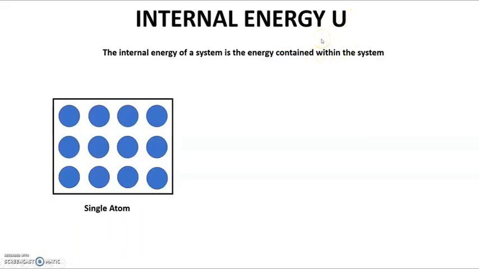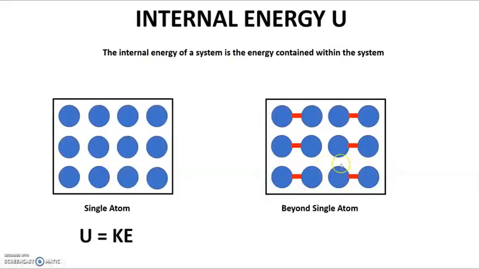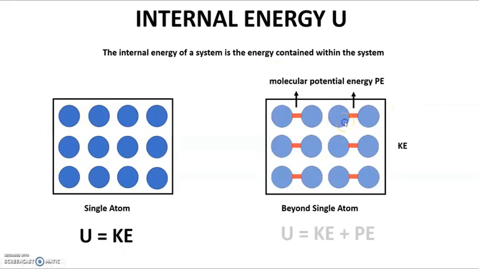The internal energy of a system is the energy contained within the system. For a single atom, the internal energy is derived from the motion alone. So in this case, the internal energy is purely kinetic. Beyond a single atom, however, other than the kinetic energy due to the molecular motion, there is also molecular potential energy due to the intramolecular bonding. So the internal energy for the system is given by the sum of the kinetic energy and the sum of the potential energy.